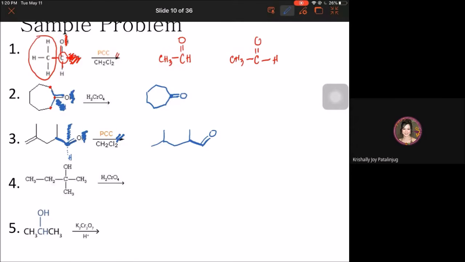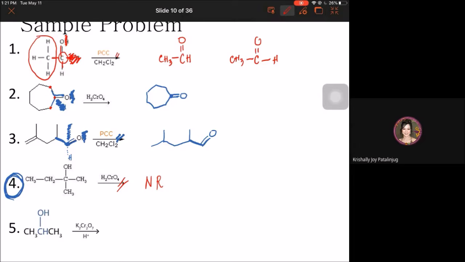Okay, next. Tell me, what is this classification of alcohol? Primary, secondary, tertiary? It is, very good, tertiary. Okay? Therefore, no reaction. Walay reaction, walay product. Basta tertiary, gi-oxidize, no reaction, no product. Di na siya mo oxidize.